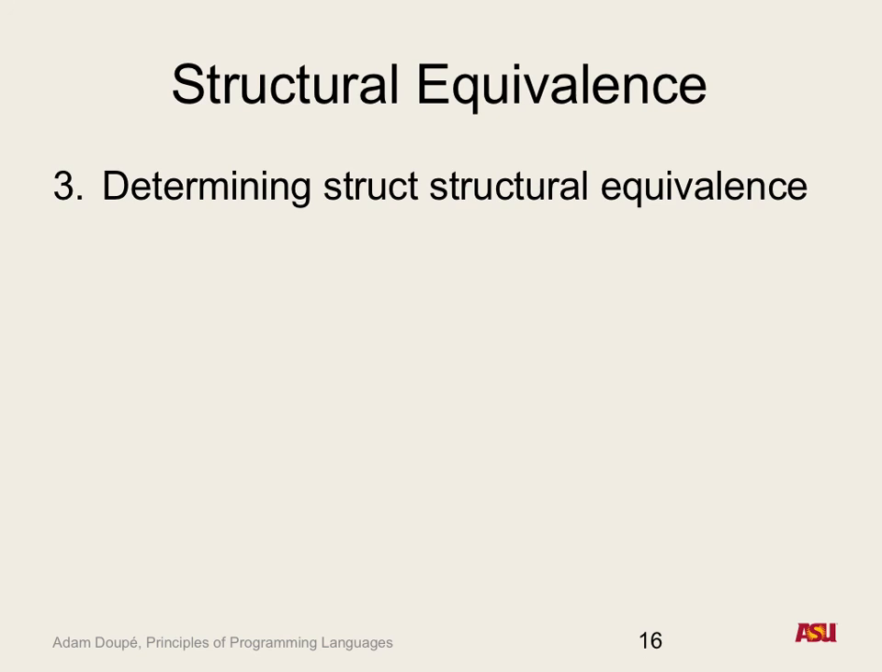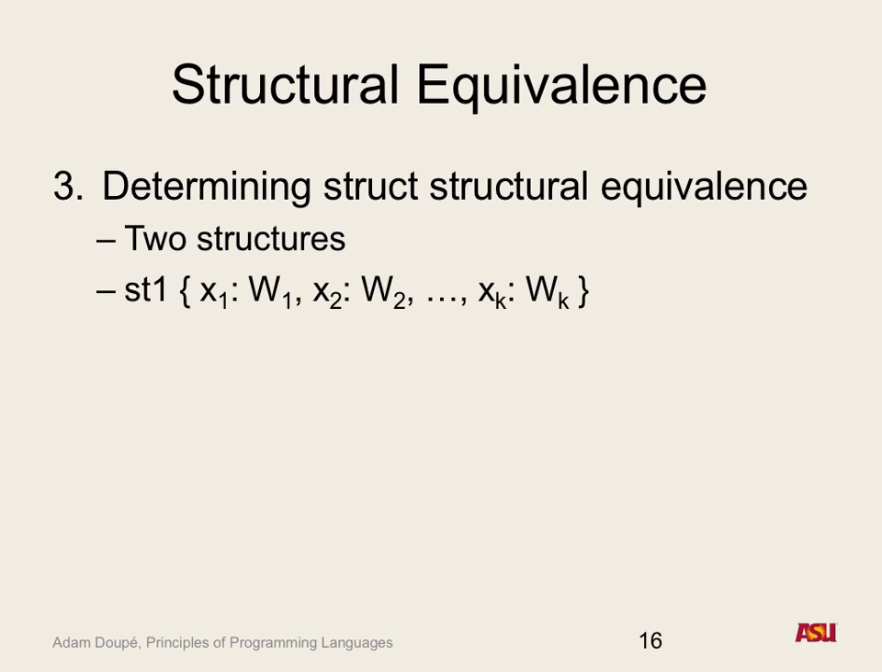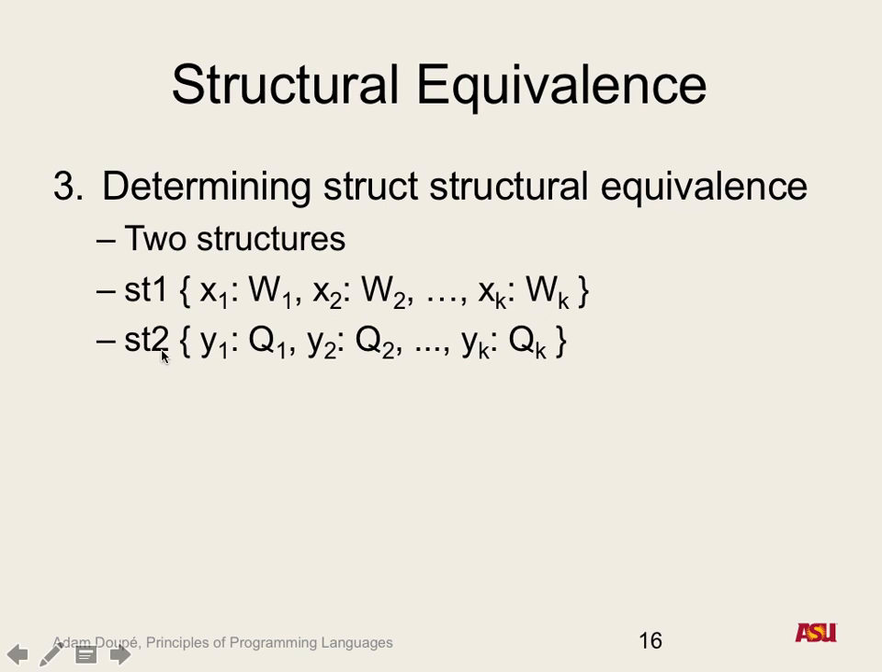Cool. Structures. So, determining structural equivalence. We have some structure S1 with fields X1 through XK, which have types W1 through WK. We have structure S2, which has field names Y1, Y2, all the way through YK, and each of those fields has types Q1, Q2, all the way through QK.